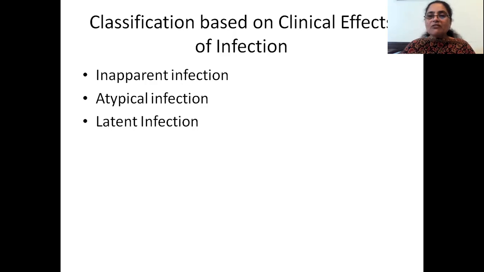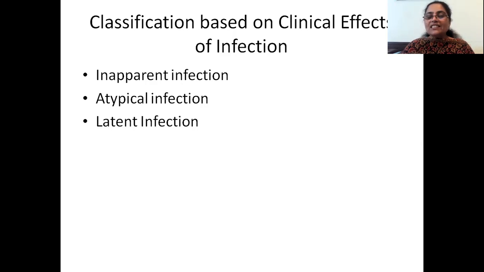In atypical infection, what happens? You will have the symptoms of pneumonia, but they will be milder and they may not be because of Streptococcus pneumoniae. Some other organism may be causing them. So the milder symptoms will be the same, but not caused by the same organism. Like in Mycobacterium tuberculosis, atypical infection happens when there are symptoms of tuberculosis, but not caused by Mycobacterium tuberculosis itself, caused by some other species of Mycobacterium. So this is atypical infection.